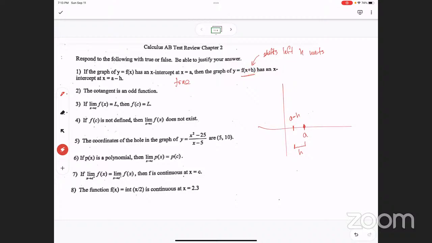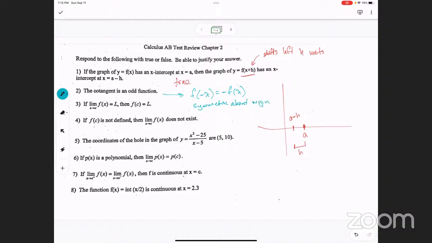The cotangent is an odd function. Well, a cotangent, an odd function, there's a couple of things you can do for odd functions. Do you remember that odd functions satisfy the equation f of negative x equals negative f of x? No, I didn't remember that. That's one thing. Another thing is that odd functions are symmetric about the origin. So you can do it either one of those ways.